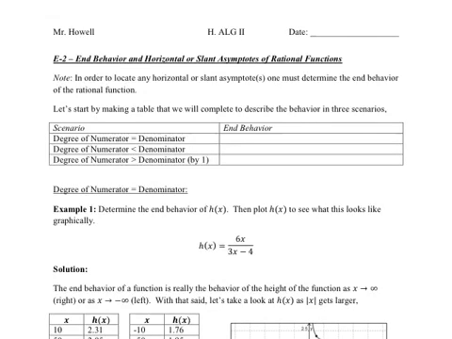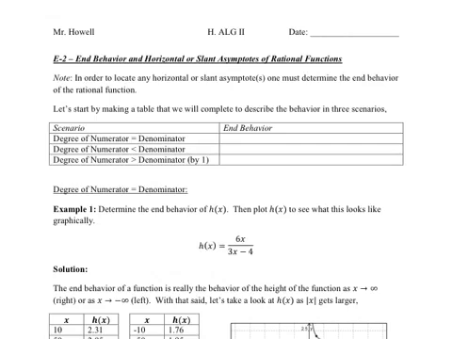So section E-2 is the end behavior and horizontal or slant asymptotes of rational functions. Let's first make a note that in order to locate any horizontal or slant asymptotes, one must determine what's called the end behavior of the rational function.